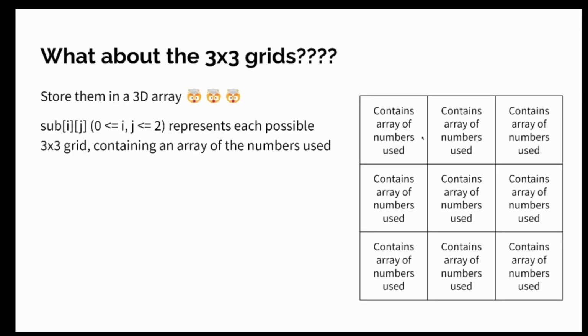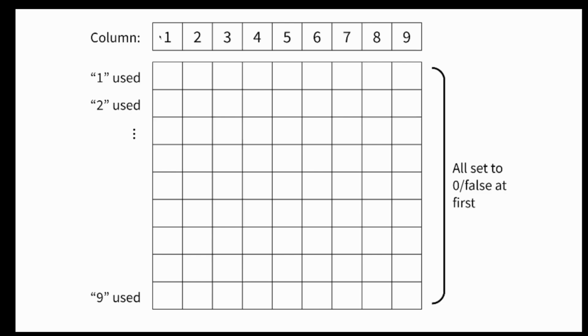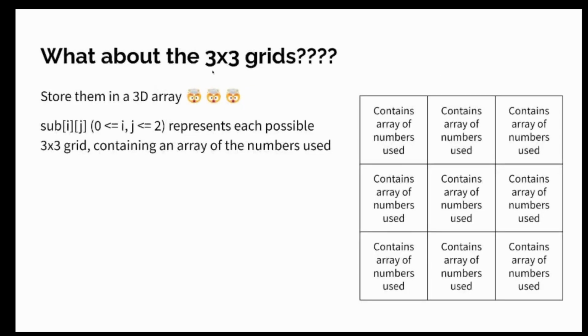Okay, what about the 3x3 grids? By doing this with rows and columns, we can check that each row and each column has only the numbers 1 through 9 and that they only appear once. But what about the 3x3 grids? The 3x3 grids are like this, the one that my mouse is hovering over. How do we check for those?